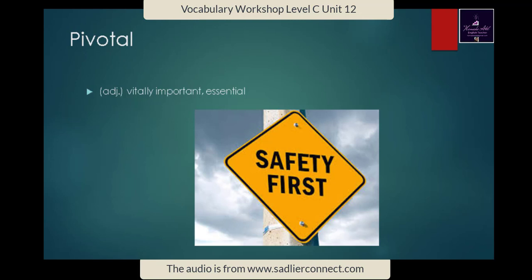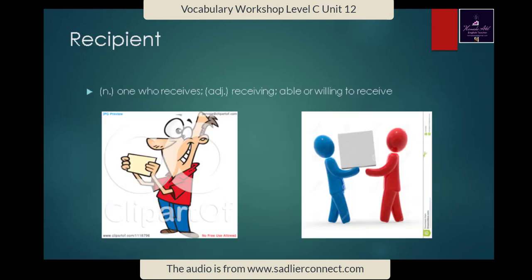Word 14 is recipient. Recipient. Recipient functions as two parts of speech. It can be used as a noun, meaning one who receives. This year, an American scientist may be the recipient of the Nobel Prize in Physics. Or, recipient can be used as an adjective that means receiving, or able or willing to receive. Representatives of the recipient nations publicly thanked the U.S. government for its aid.